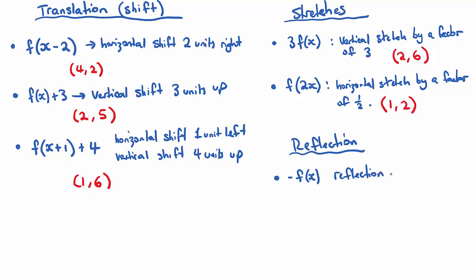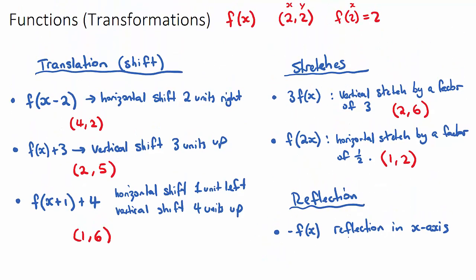Reflection in the x-axis. And the way I remember this is if I have, for example, a function that looks like this, if I have a negative in front of it, it will look like this. So all of the x values are the same, but all the y values were reflected in the x-axis. So what will happen to our original point, well, the x won't change, but the y will go to -2.